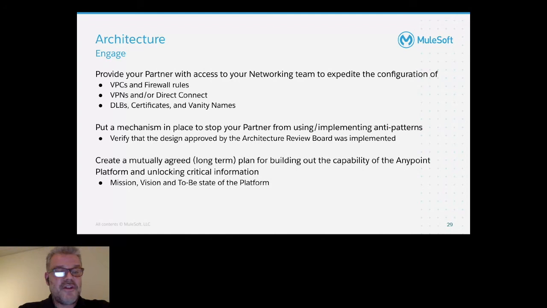And then finally, create a mutually agreed long-term plan for building out the capacity of the Anypoint platform and unlocking critical information. This is all about the mission, vision, strategy, the to-be state of the platform. Share that with the partner and engage with the partner in such a way that the partner becomes an integral part of that mission and vision, and extending the platform for future use, for future capabilities, things like evented API or GraphQL. You need to have that discussion before you start implementing these new technologies.